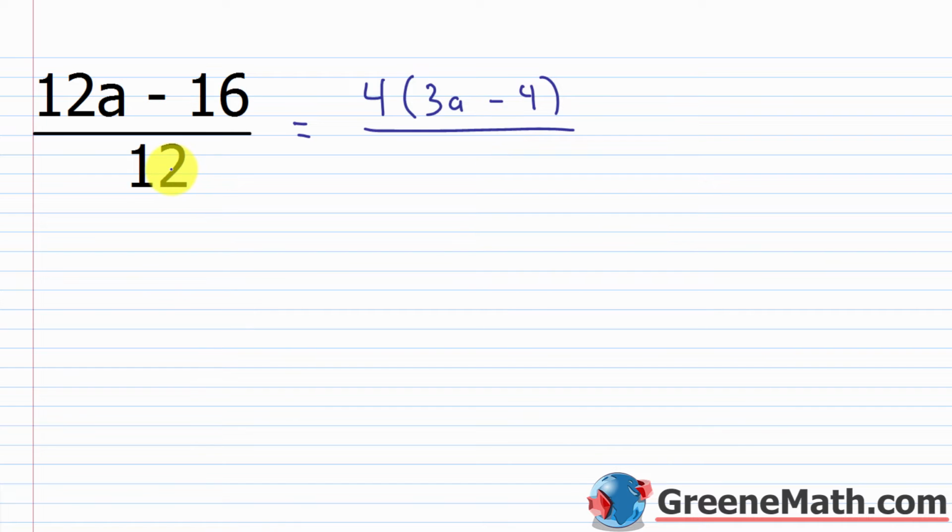Then down here I have 12, which is divisible by 4, so I could write this as 4 times 3. Now, one thing I want you to realize is that this is multiplication right here. So this 4 is a factor, and this quantity, 3a minus 4, is a factor. 4 is multiplying that entire thing, so we are able to cancel common factors. Between the numerator and denominator, they share a common factor of 4, so that can be canceled.